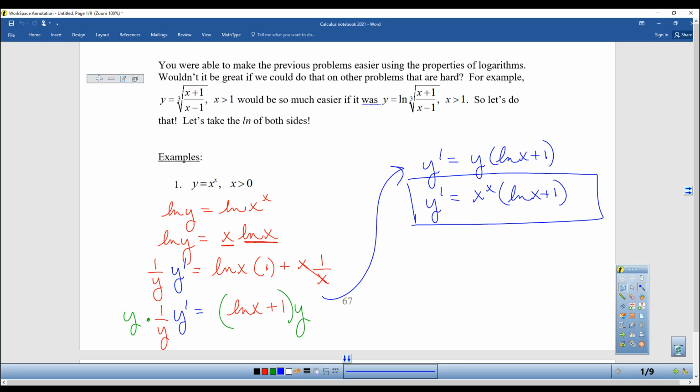So now we get to combine our knowledge of implicit differentiation, where we were taking the derivative of the y also, with product rule, with derivatives of logs, with simplification of logs. It is all coming together.